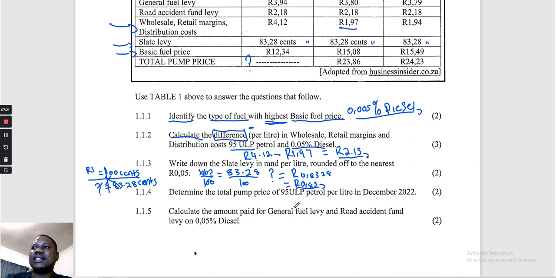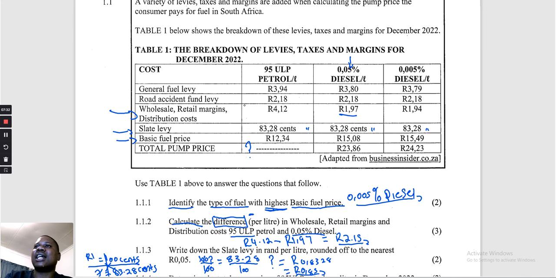Number 4 says, determine the total pump price for 95 ULP petrol per liter in December. So that was our question mark here. This is what they need us to calculate. If you don't know how to do this, you must first check how this total was calculated. So what are you going to do? You must add everything here, and then you will get this 23, so you will know that in order for me to get this question mark, I must also add everything here.